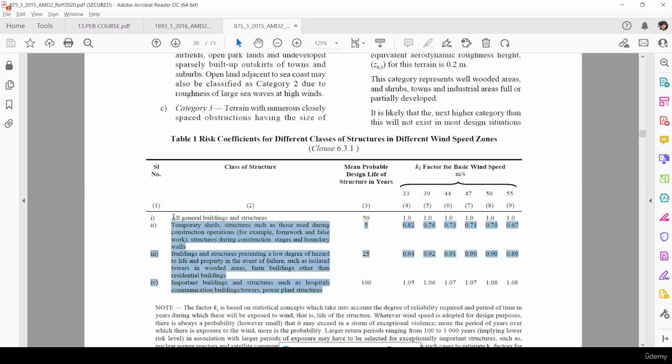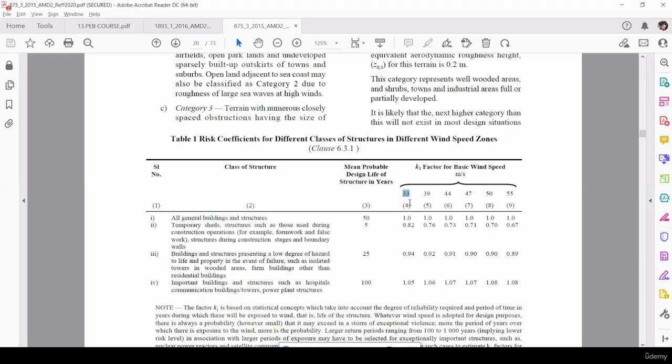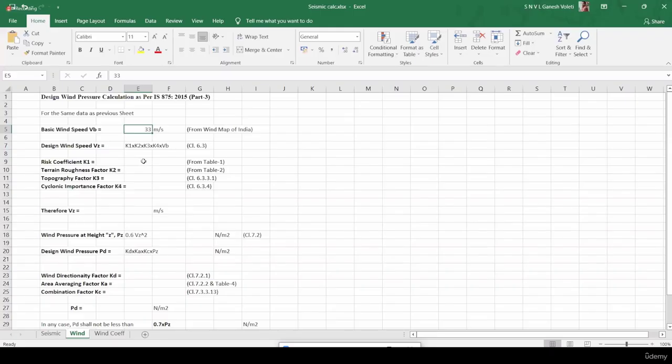The remaining one is all general buildings and structures, which has a design life of 50 years and a risk coefficient K1 of 1, because our wind speed is 33 only, right? So for Bangalore we have noted here already the basic wind speed is 33. So for that you have to take K1 as 1. So I have noted it here.